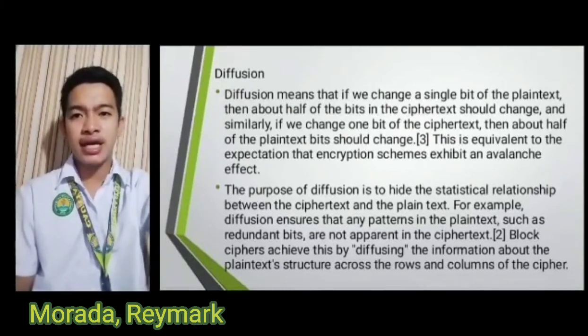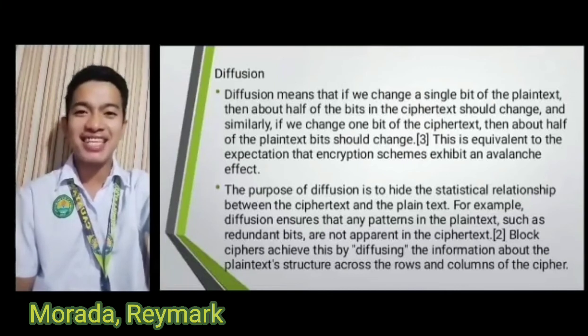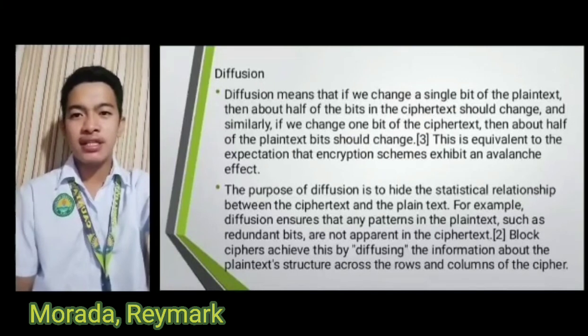Diffusion is a cryptographic technique invented to increase the redundancy of the plaintext and obscure the statistical structure of the plaintext, to prevent attempts to deduce the key.